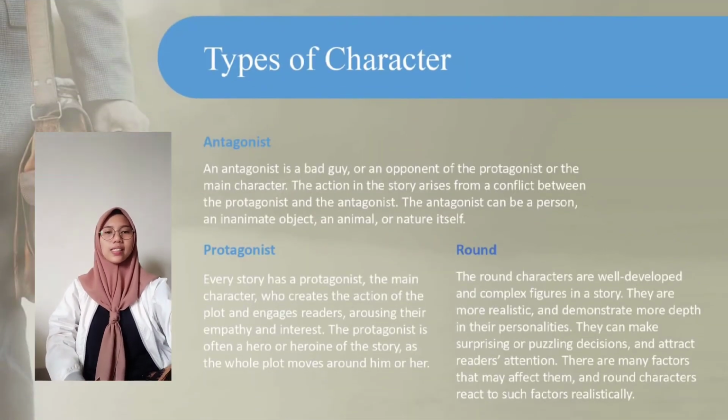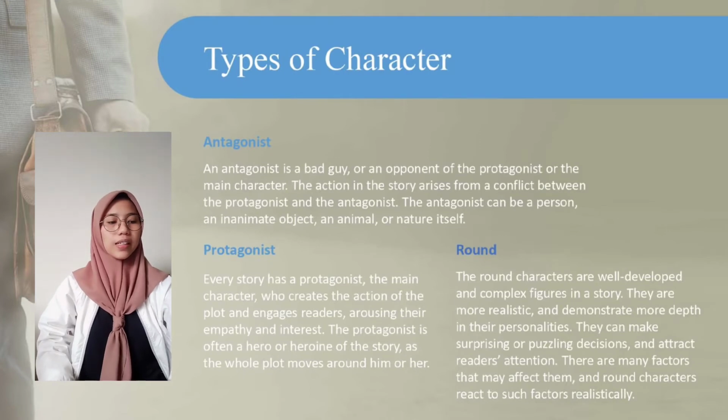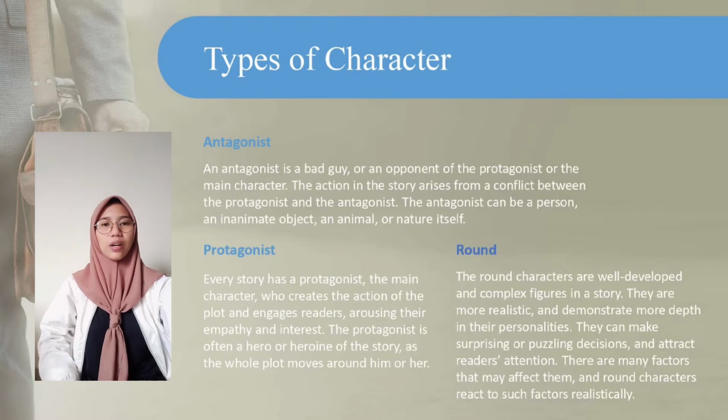Okay, next types of character. Here there are antagonist, protagonist, and round. First, antagonist. An antagonist is a bad guy or an opponent of the protagonist or the main character. The action in the story arises from a conflict between the protagonist and the antagonist. The antagonist can be a person, an inanimate object, an animal, or nature itself.